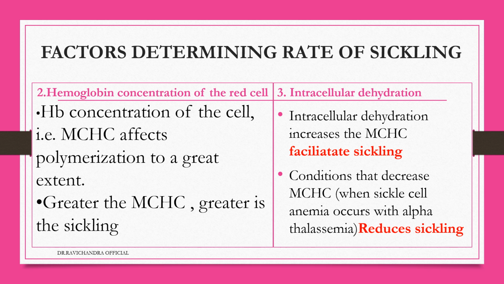Hemoglobin concentration of the red cell. Hemoglobin concentration of the cell, which is also called mean corpuscular hemoglobin concentration, if raised, will affect the polymerization to a great extent. So, the greater the MCHC, the greater will be the sickling. Intracellular dehydration increases the MCHC, which will facilitate the sickling. Conditions that decrease MCHC: when sickle cell anemia occurs with alpha thalassemia, there will be reduced sickling. So, alpha thalassemia combined with sickle cell anemia, sickle thal, will result in reduced sickling.